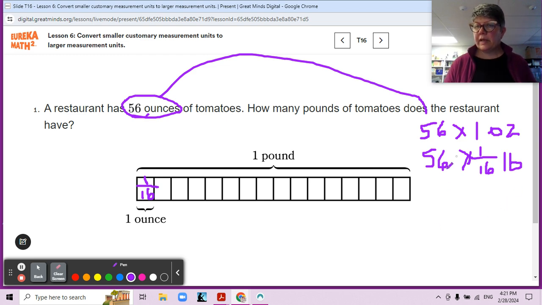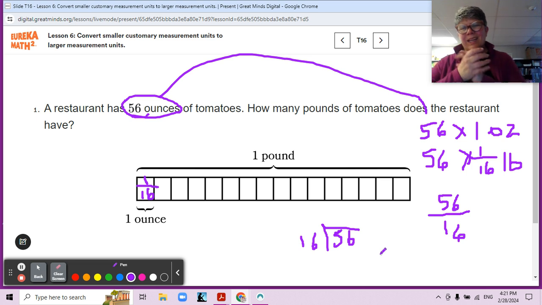All right, so now that we have 56/16, we can multiply those together. 56 divided by 16, or 56/16. And it's an improper fraction, so we have to divide. Good thing that you have a lot of practice with this, right? 56 divided by 16. How many times do you think it's going to go in there?